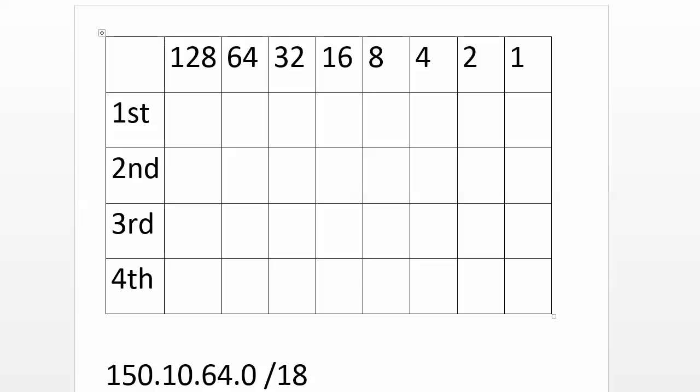With 150, we know we can subtract 128 from 150. That leaves us 22. You can't subtract 64 or 32 from that, but you can subtract 16. So I believe that will be a remainder of 6. You can't subtract 8 from 6, but you can subtract 4 from 6. That leaves 2. That leaves 0.